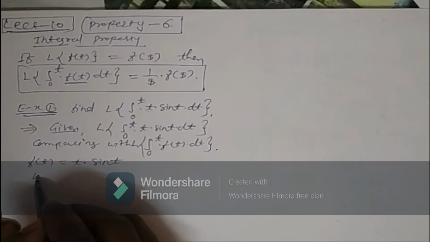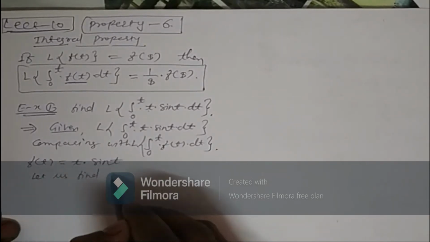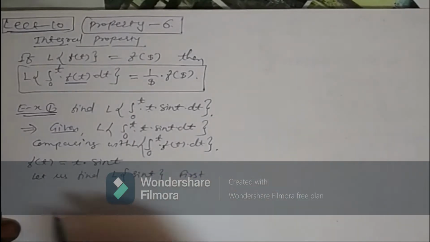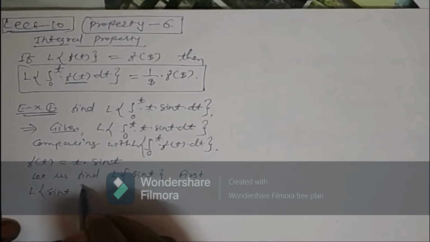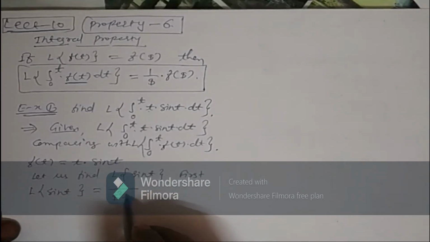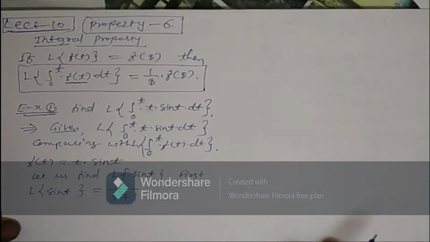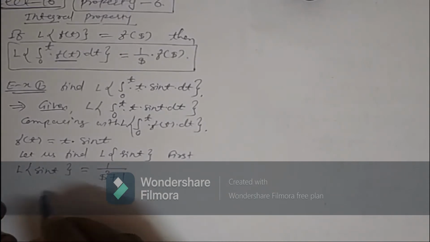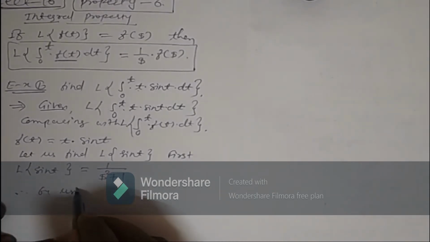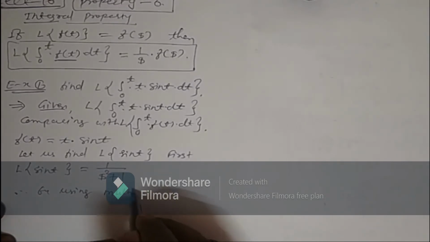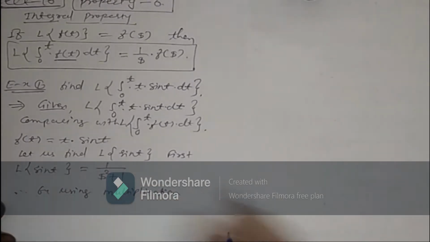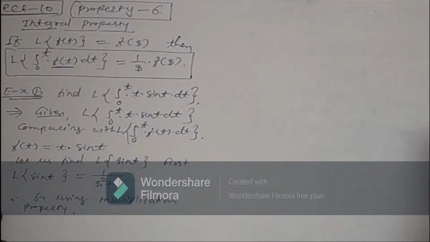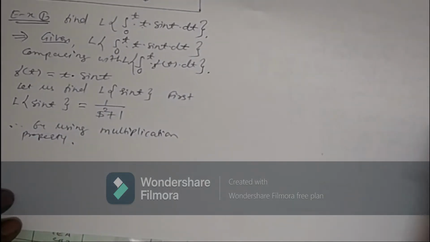So first let us find the Laplace transform of sin t. The Laplace transform of sin t is equal to, we know, 1 upon s square plus 1. After that, this is F of s. So therefore, by using the multiplication property, what can we write by using the multiplication property?